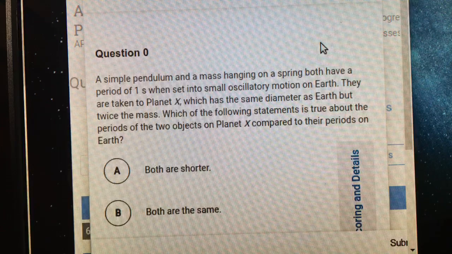All right, so number 4, a simple pendulum and mass hanging on a spring both have a period of 1 second when set into a small oscillatory motion on Earth. They are taken to planet X, which has the same diameter as Earth, but twice the mass. Which of the following statements is true about the periods of the two objects on planet X when compared to their periods on Earth? Give you a second to think about that.